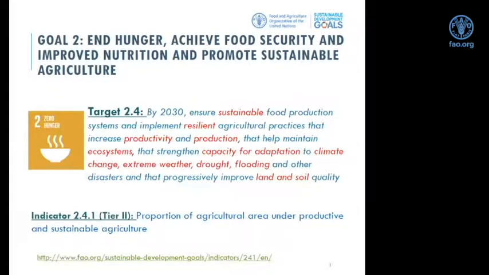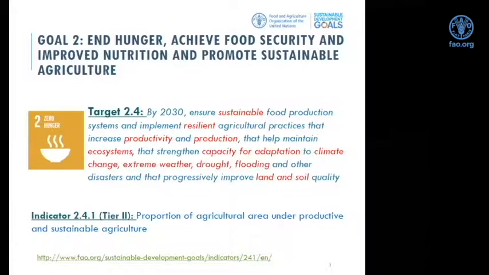SDG Goal 2, Zero Hunger, has five targets. The target we are interested in today is target 2.4, which is written in extenso here. As you can see, like many other SDG targets, this target is a very complex one. We highlighted in red some of the key aspects that need to be captured as we try to measure progress toward this target: sustainability, resilience, productivity, production, environmental considerations, that is climate change, soil quality, etc., all in one single target. Clearly, this would require an indicator that captures these different dimensions or aspects.